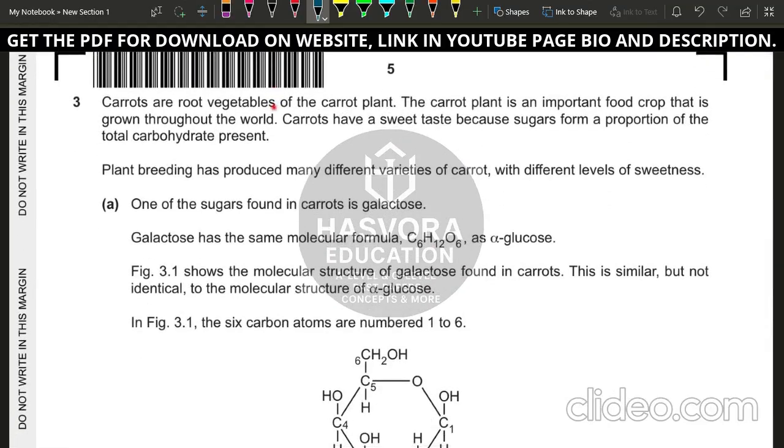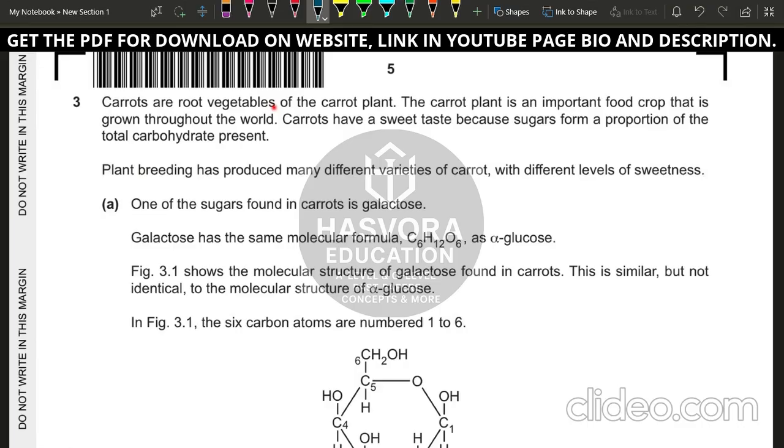Then let's come to the third question. Carrots are root vegetables of the carrot plant. The carrot plant is an important food crop that is grown throughout the world. Carrots have a sweet taste because sugars form a proportion of the total carbohydrate present. Plant breeding has produced many different types of carrot with different levels of sweetness.